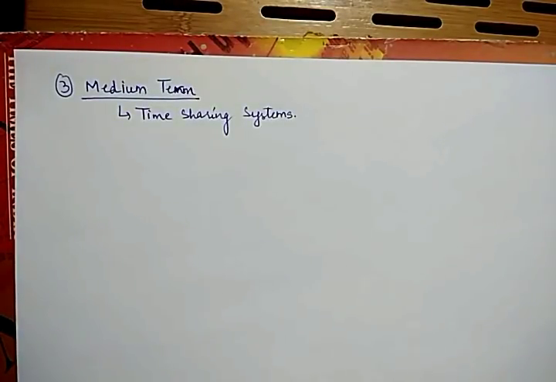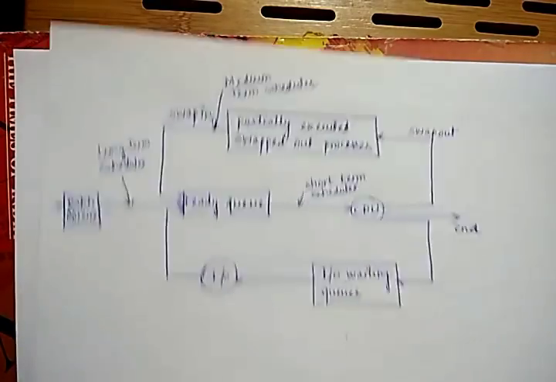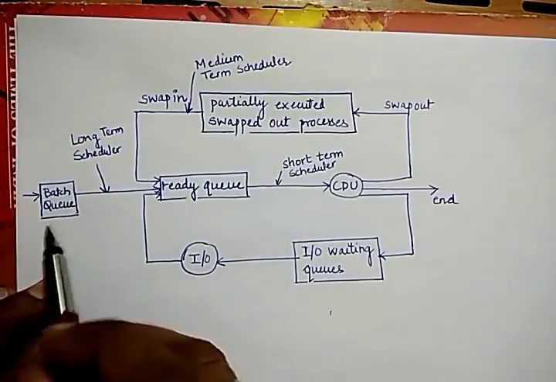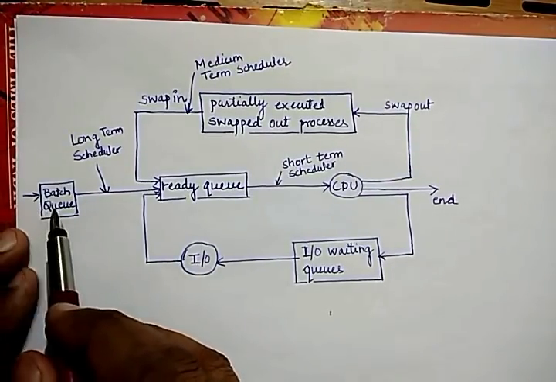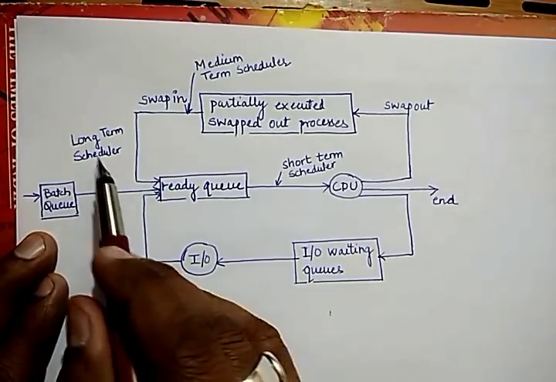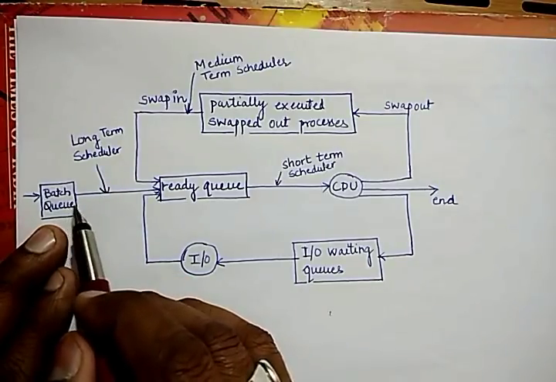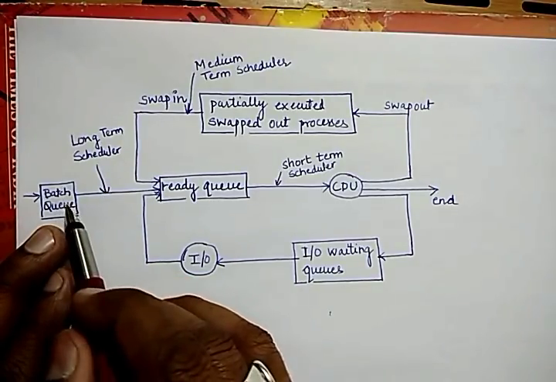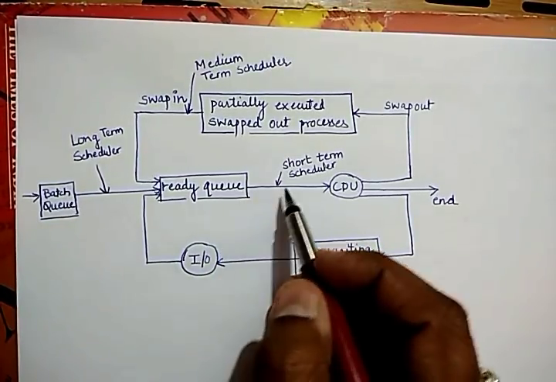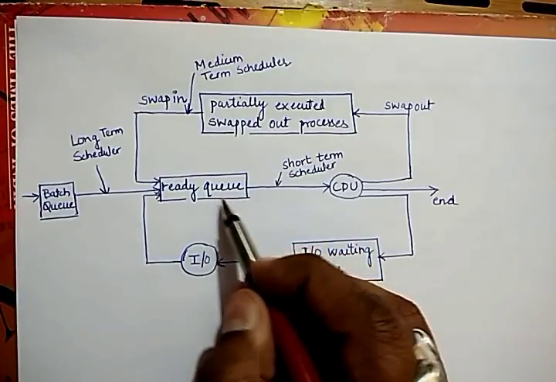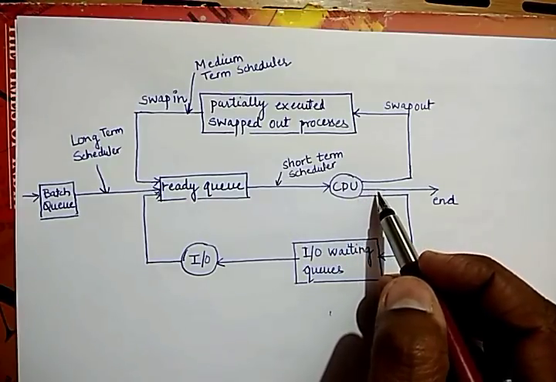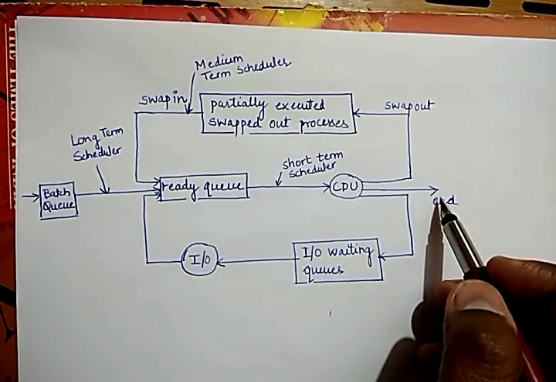To understand the concept of schedulers, let us take a look at this diagram. Initially, a process is taken from the secondary memory and maintained in the batch queue. The job of the long-term scheduler is to fetch the processes from the secondary storage batch to the main memory ready queue. Then the short-term scheduler selects a process from the ready queue and assigns the CPU to it, and when processes complete their task, they end or terminate.